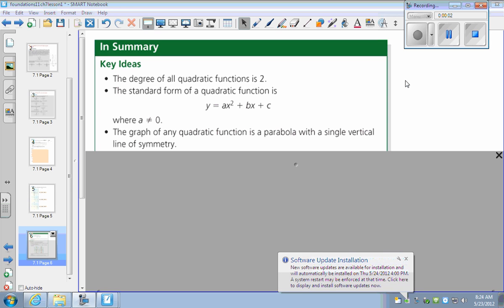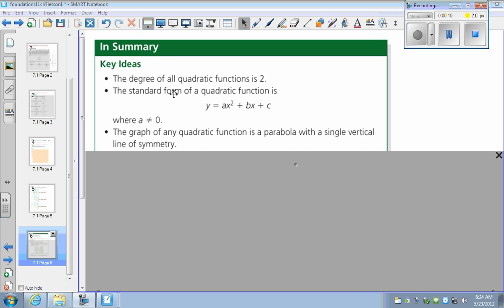This is section 7.1, exploring quadratic relations. So here's the key ideas. The degree of a quadratic function is 2. The standard form of a quadratic equation is y equals ax squared plus bx plus c. So when I say that the degree is 2, that means that the largest exponent on x is 2. That's what it means, the degree is 2.